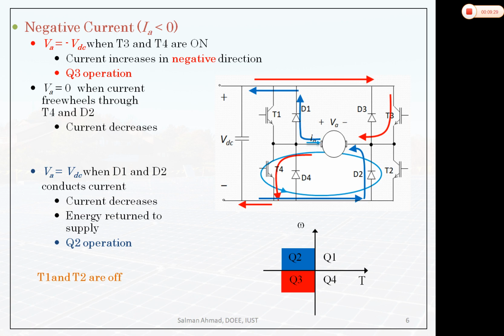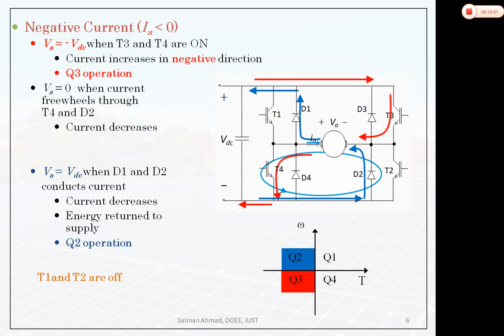So first I am taking, you can see here, if T3 and T4 are turned on, then positive voltage will appear across this terminal and negative voltage across this terminal, which is in the reverse direction. The convention was positive at this terminal, negative at this terminal, but since T3 and T4 are turned on, this positive will appear across this terminal and this negative across this terminal. That means the voltage applied across the motor will be negative.